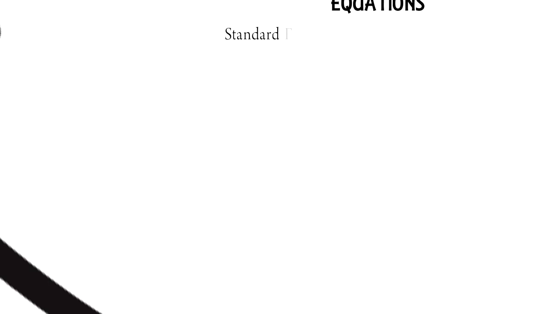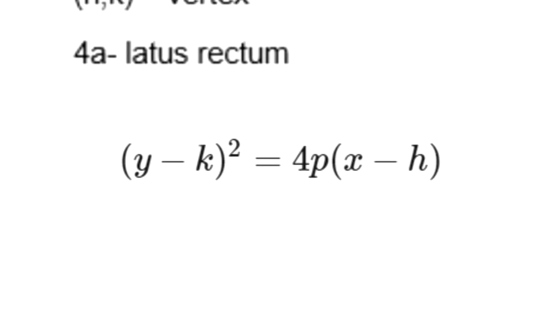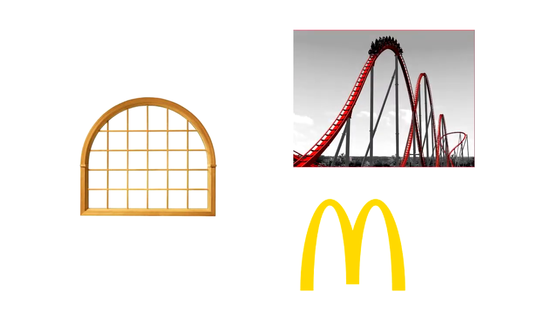These are the equations of a parabola. Standard formula for horizontal axis: the quantity x minus h squared equals 4a times the quantity y minus k. Standard formula for vertical axis: the quantity x minus h squared equals 4p times the quantity y minus k. The general formula for a parabola is ax squared plus dx plus ey equals 0. Here are some examples of a parabola. Plotting it out on our double-napped cone, here is the parabola.